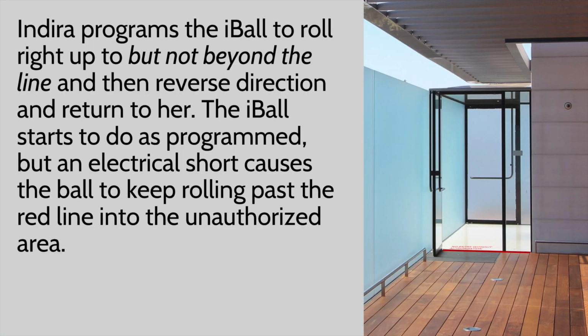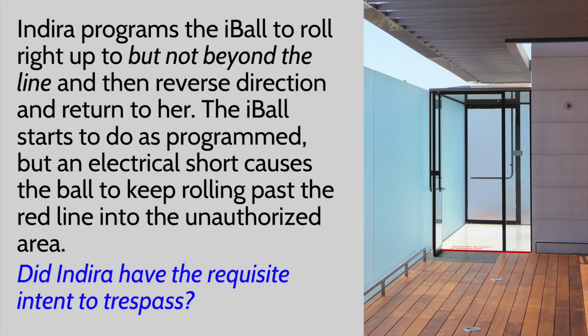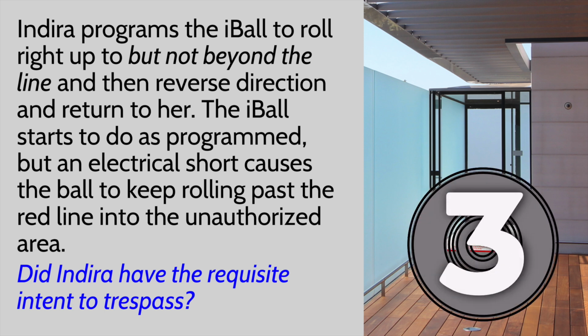Indira programs the iBall to roll right up to but not beyond the line, and then reverse direction and return to her. The iBall starts to do as programmed, but an electrical short causes the ball to keep rolling past the red line into the unauthorized area. Did Indira have the requisite intent to trespass?